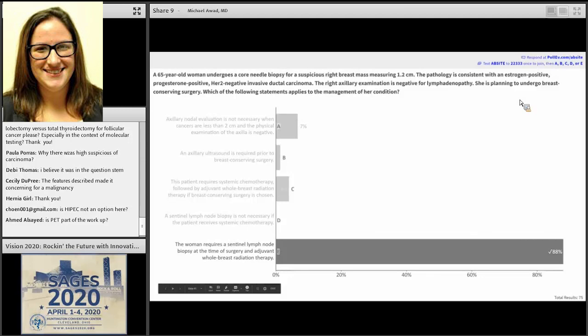Excellent. So this is the Z11 trial, right? Invasive cancer and a negative clinical node exam. You still need to test the node. A negative ultrasound is not sufficient because she's undergoing breast-conserving therapy. She's going to need radiation. And the use of chemotherapy depends on the characteristics of the tumor. You guys got it right.